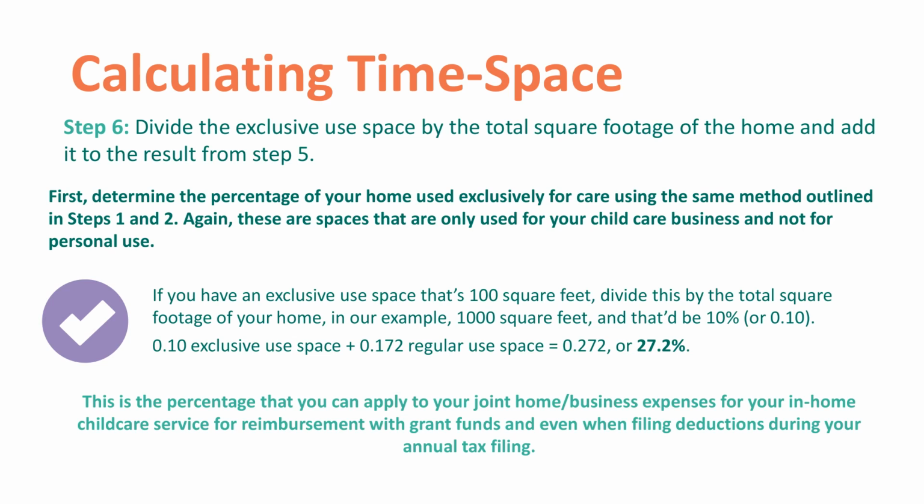For example, if you have an exclusive use space that is 100 square feet in addition to your regularly used space in your 1,000 square foot home, then divide 100 by the total square footage of your home, 1,000 square feet. That is 10% or 0.10. 0.10 exclusive use space plus 0.172 regular use space equals 0.272 or 27.2%. This is the percentage that you can apply to your shared home business expenses for your in-home childcare service when claiming business use of home at tax time or for grants.